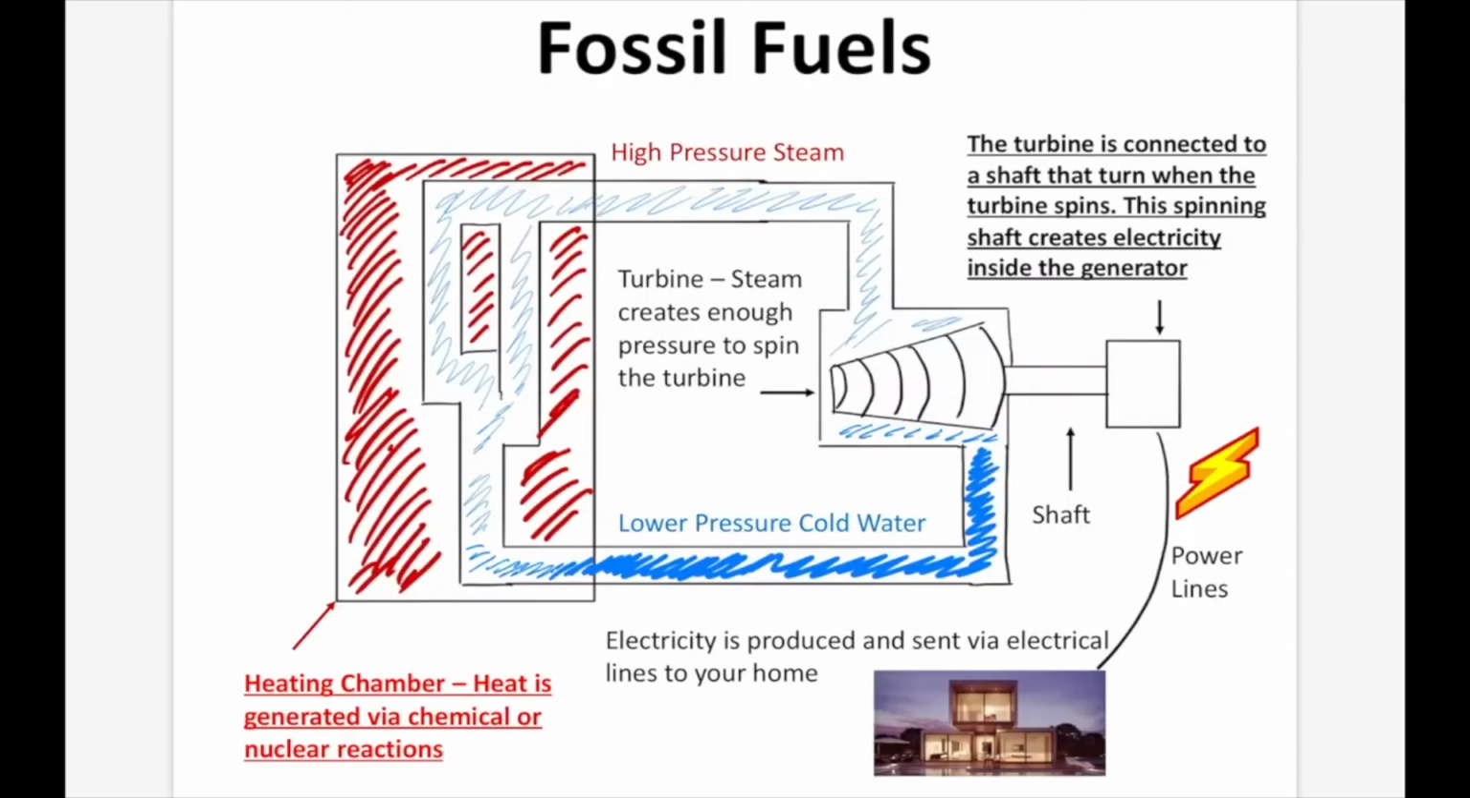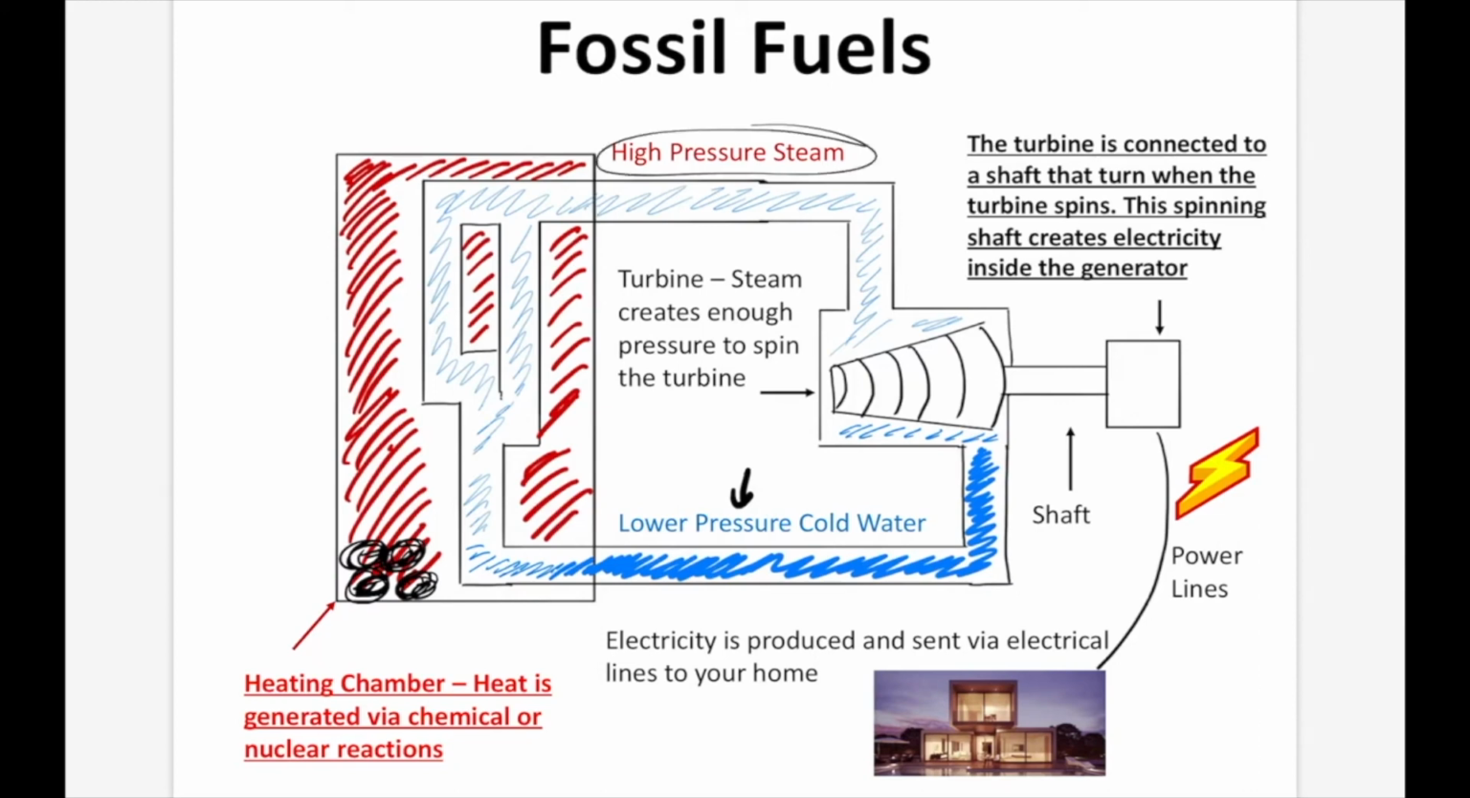Fossil fuels. So how does fossil fuel energy production work? Well, and this is pretty consistent for any kind of energy production, you're going to start over here with the cold water. This cold water is pumped into this heating chamber. Now, this heating chamber for fossil fuels is where the fossil fuels are going to be burned. So if you think about fossil fuels down here on fire, when they catch on fire, they're going to give off a lot of heat. And that heat is going to turn this cold water eventually into high pressure steam.